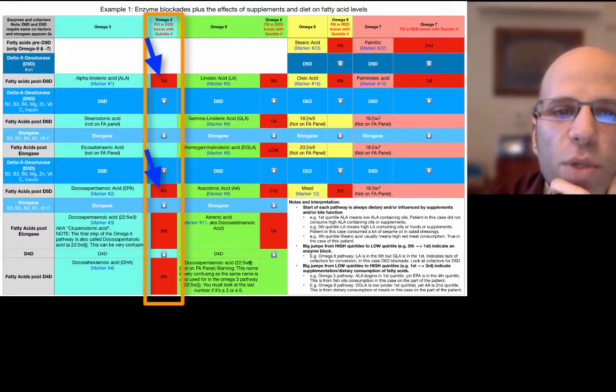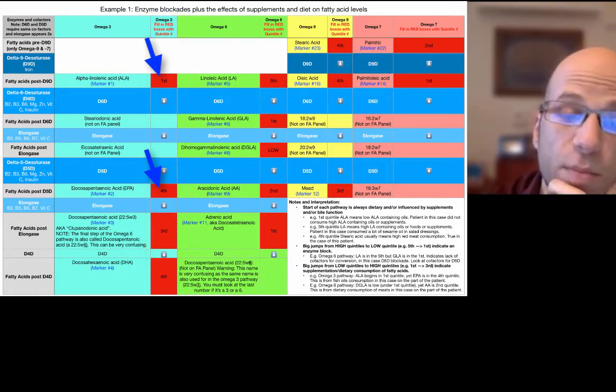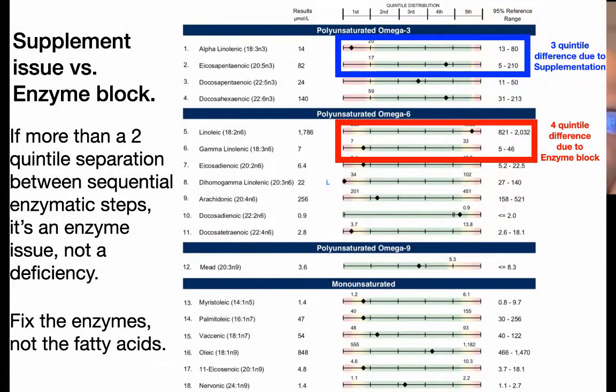You should have only one quintile difference, if any, between one transitionary step along the pathway. But if you go from a low quintile to a high quintile, that means supplementation. In my case, it was fish oil, which makes total sense. And you can see that here. First quintile to fourth to third to fourth.